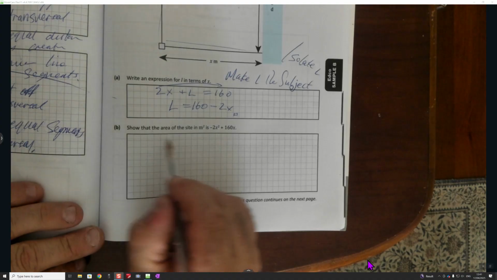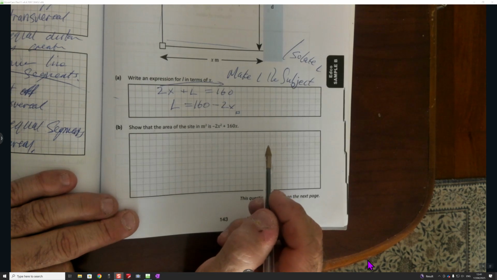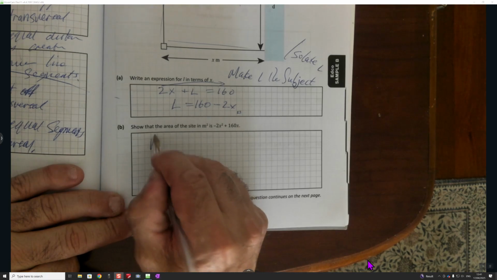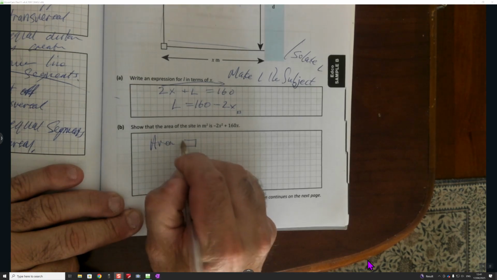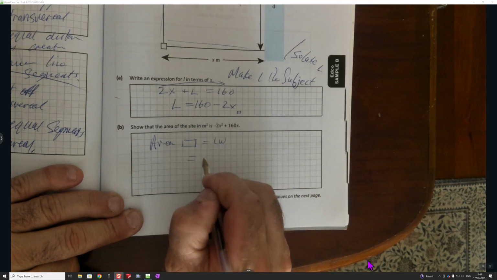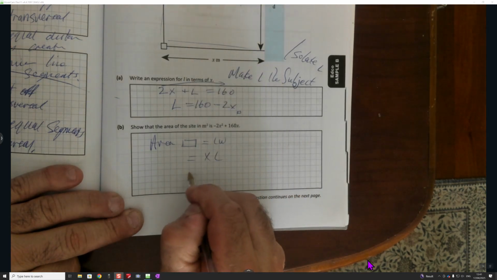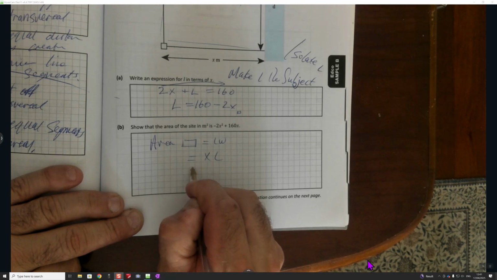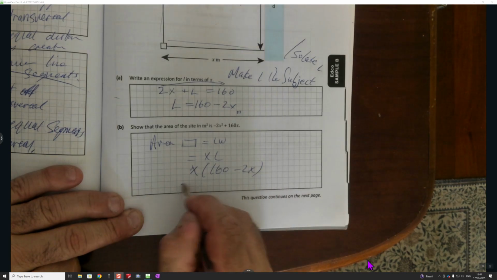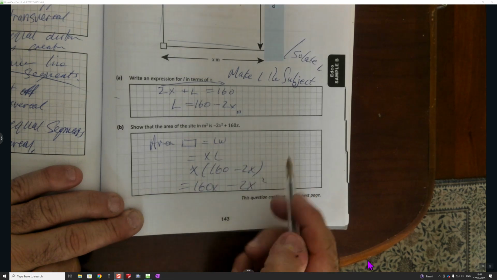Now we will show that the area of the site in meters squared is negative 2x squared plus 160x. Okay, let's do that by first of all understanding that the area of a rectangle is equal to length by width, or in our case it's equal to X by L, but we can replace L in terms of X, so we can have X times 160 minus 2x, which is equal to 160x minus 2x squared, which is what we were asked to do.